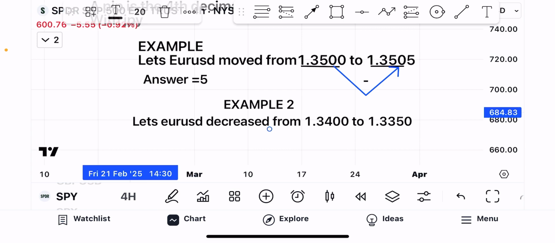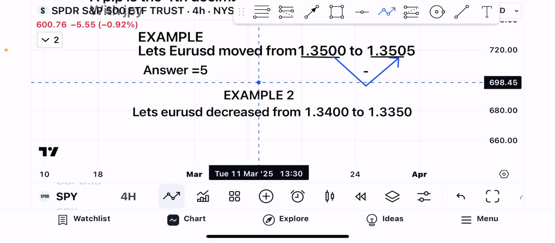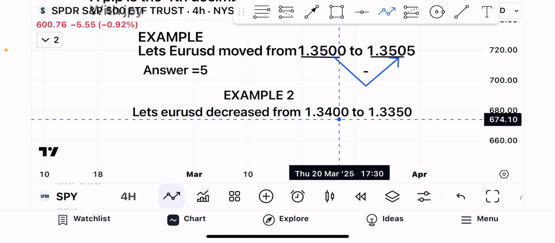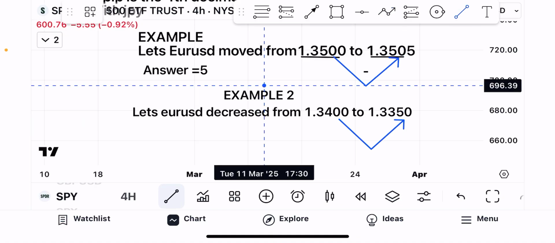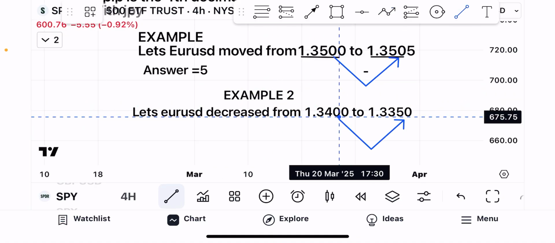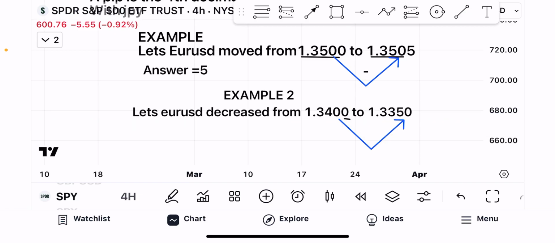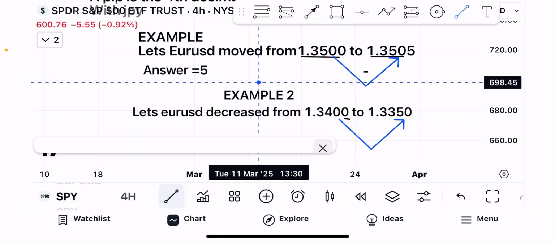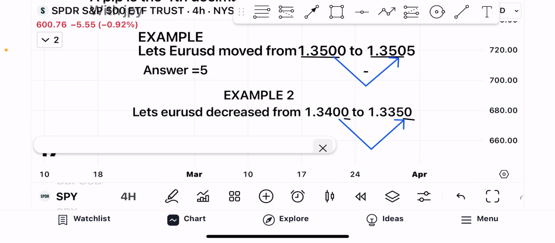Okay, so we are trying to find the difference now. How many pips did this move from this to this? Let us remember that the pip here is the 4th digit. This number and this number. The 4th digit, this number and this number. So we want to know how much it decreased.